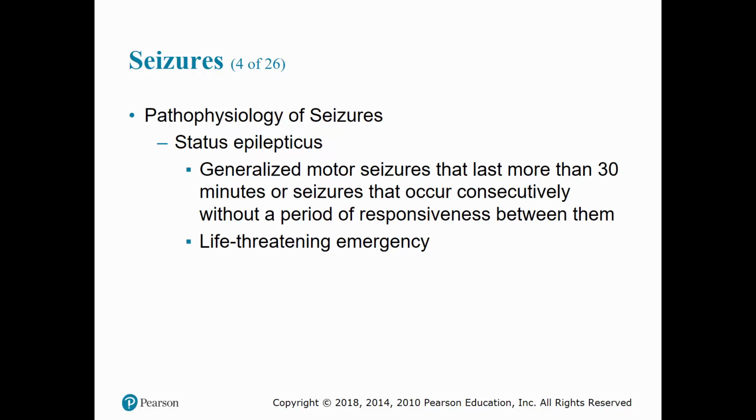Status epilepticus. This is basically defined as continuous seizure activity lasting longer than 30 minutes, or two or more sequential seizures without a full recovery of consciousness between seizures, meaning they had a seizure, were still postictal, and then went into another seizure.